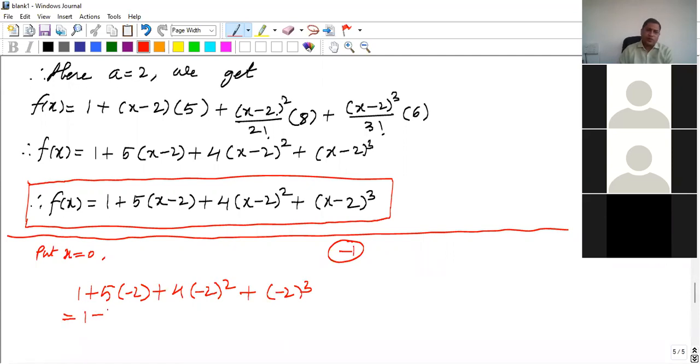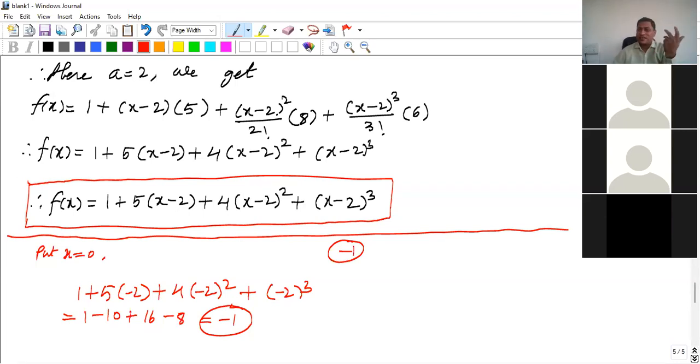So you can have 1 minus 10, plus, what is the sum you'll be having? This is going to be 16. And what is this sum going to be? Minus 8. So you can see what this value is going to be. Is that minus 1? Yes, sir. Okay. So that way you can always check whether you have got the correct answer or not.